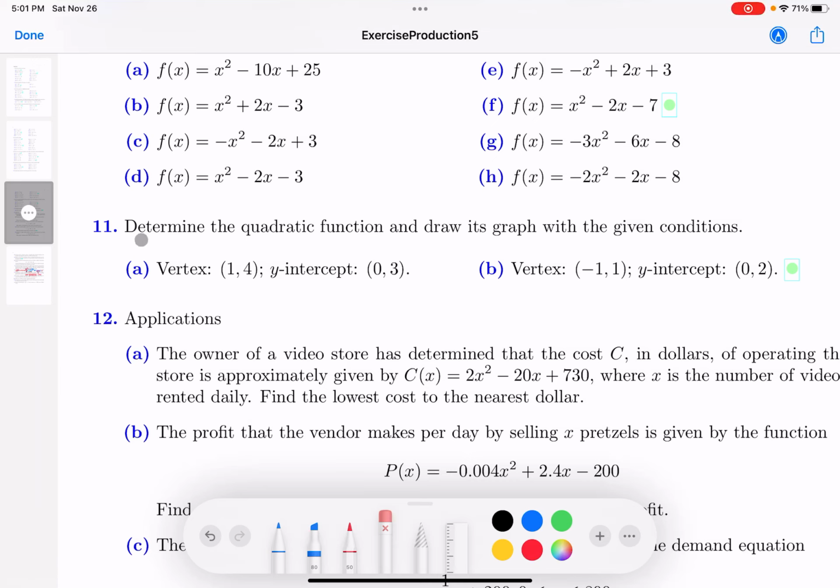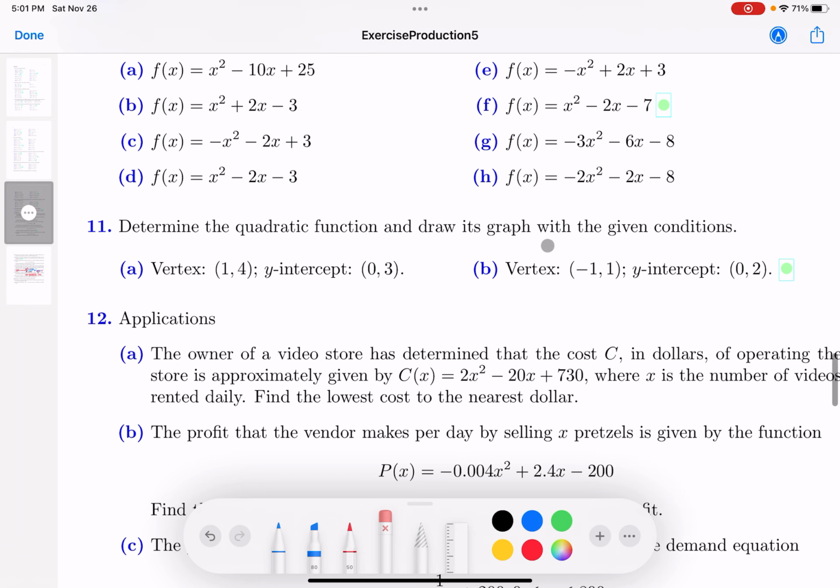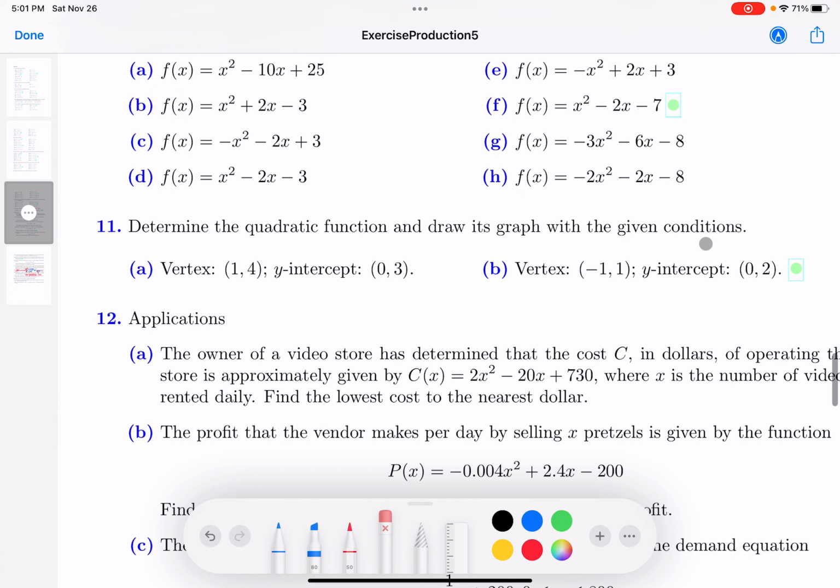In this video clip, we will work on question 11b. Determine the quadratic function and draw its graph with the given conditions. We are given the vertex, which is -1, 1, and we are given the y-intercept. With the vertex and y-intercept, the quadratic function can be determined. How? Here are the steps. There are two steps.